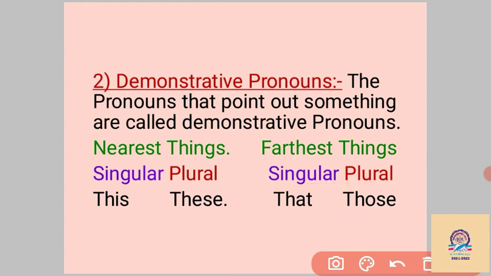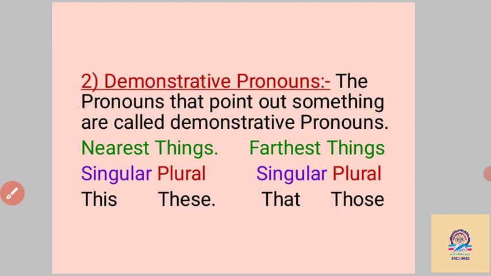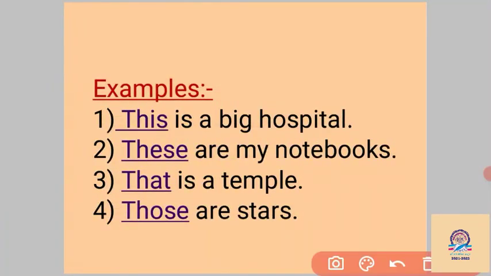So remember once again, a demonstrative pronoun is used to point out something, by using our finger. For the nearest thing, singular, we use this. For the plural and nearest things we use these. For the farthest things, singular, we use that, and for the plural we use those to show the demonstrative pronoun. Examples are given here.